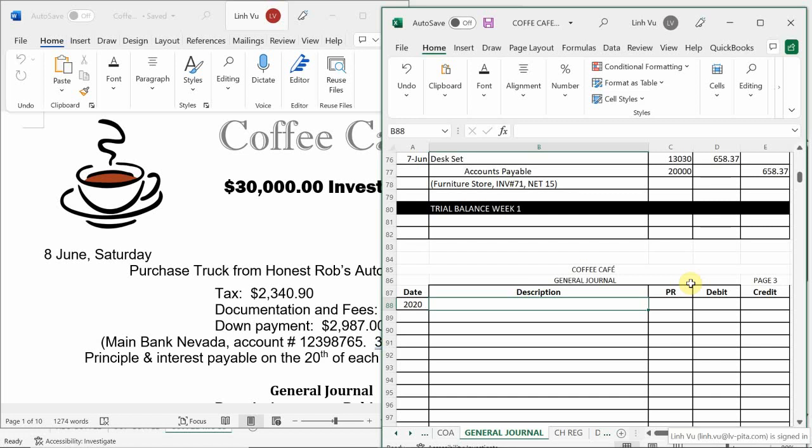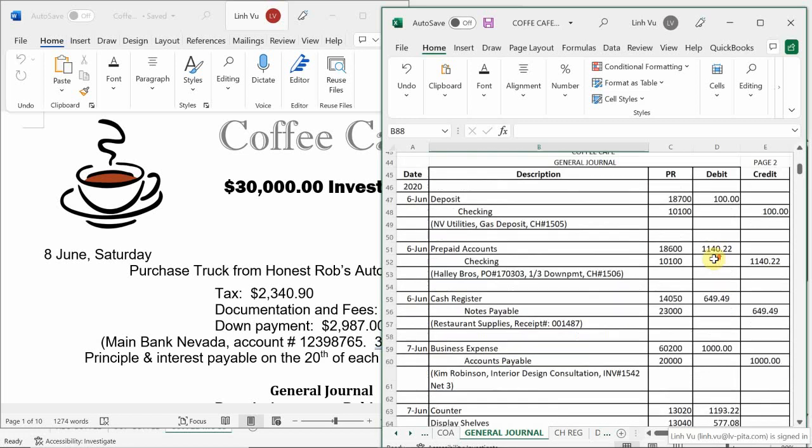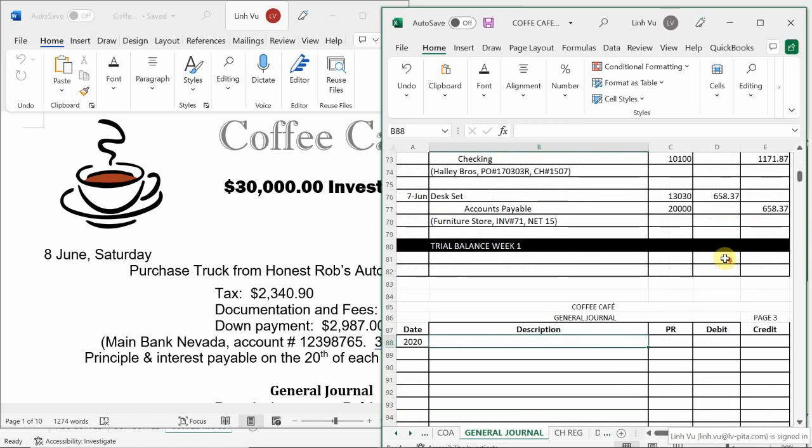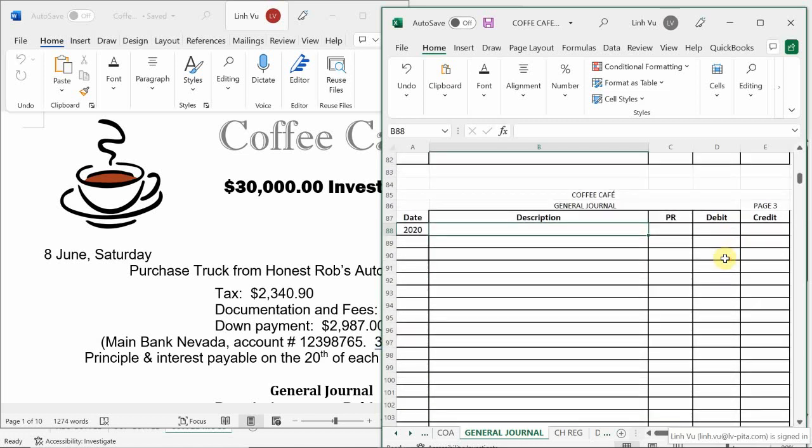So again, welcome back. We are going to start our week 2 of transactions. Last time we left off, in our journal, we completed the first 2 pages for our transactions. So week 2 is going to officially start on page 3. We did our trial balance. Everything came out good. And then here is the scenario for week 2.